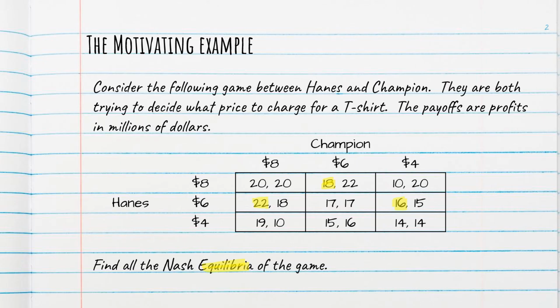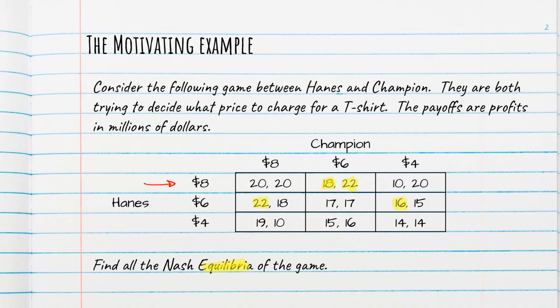Then we do the same thing for Champion. We ask ourselves, what should I do if I think Haynes is going to set a price of $8? The comparison can be a little bit more challenging here. We're comparing 20, 22, and 20. Why are we comparing across the columns? Because Champion is in charge of choosing the column. So we compare across the columns and we observe that a price of 6 yields the highest payoff. So we're going to highlight that 22.